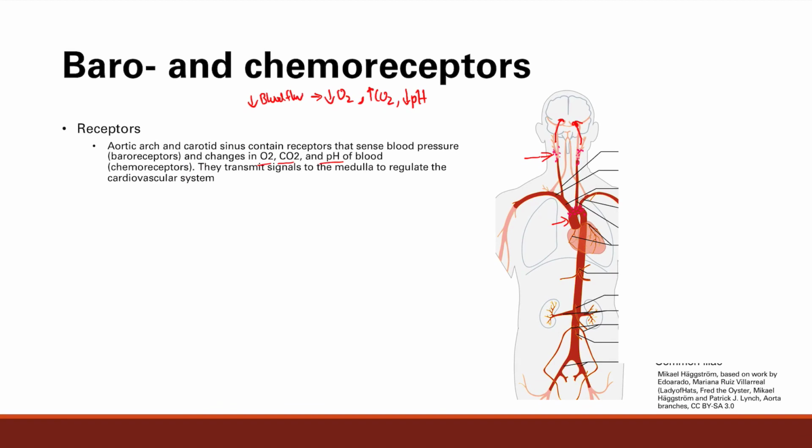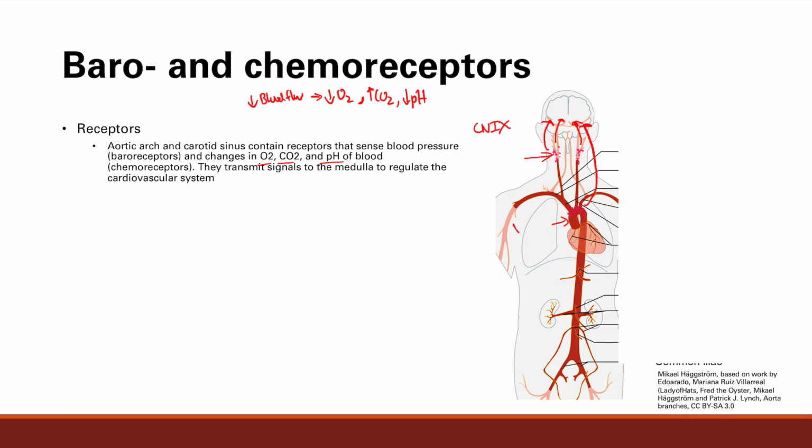So these all transmit signals up to the medulla, okay? And it's going to do that through specific nerves. So this is the carotid sinus. It's going to transmit it through the glossopharyngeal. Do you remember what cranial nerve this was? This is cranial nerve 9. Okay, glossopharyngeal.